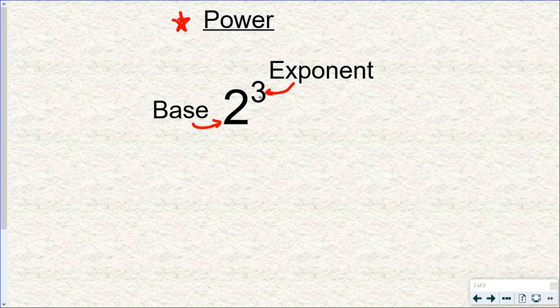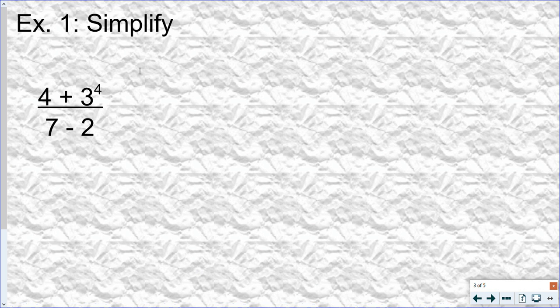And the exponent tells you how many times to multiply the base times itself. So 2 to the third power would mean multiply 2 times itself 3 times. So 2 times 2 times 2 is 8. So 2 to the third power is equivalent to 8. The most common mistake I see is students just say 2 to the third power is equal to 6. So they just multiply these. That's the most common mistake. Again, you're taking the base and multiplying it by itself this many times, whatever the exponent tells you. All right, so now let's move on to some examples.